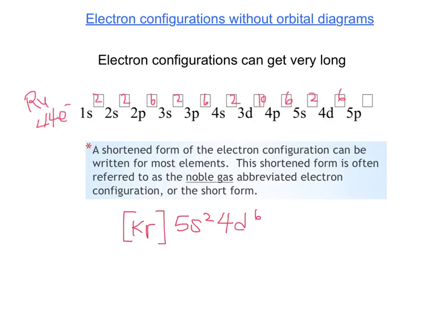The noble gas abbreviation for ruthenium would be krypton in brackets, 5s2 4d6. Now there's a reason why we have to do this in this format, and let me explain why. First and foremost, you need to be able to show all the valence electrons in the atom. That's why we still state the highest energy level, and then put the noble gas abbreviation to account for all the inner electrons.